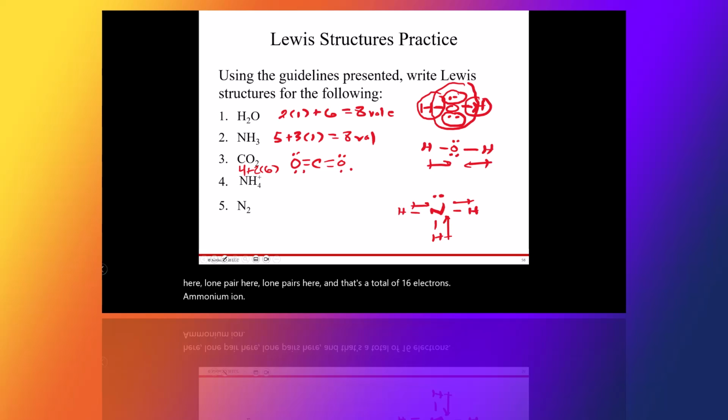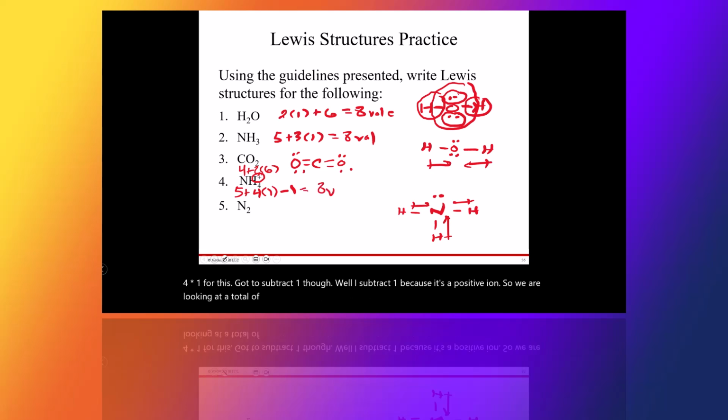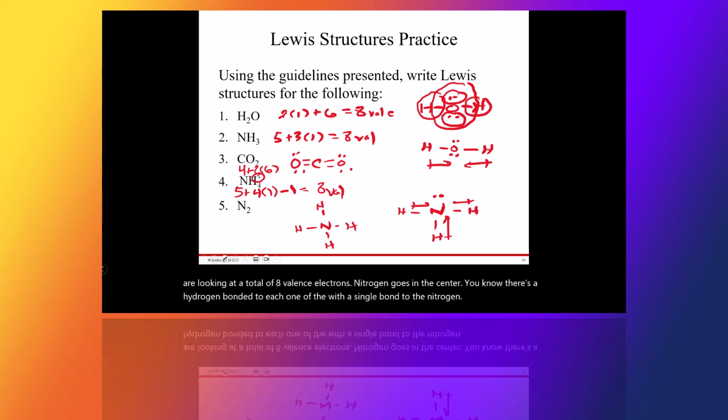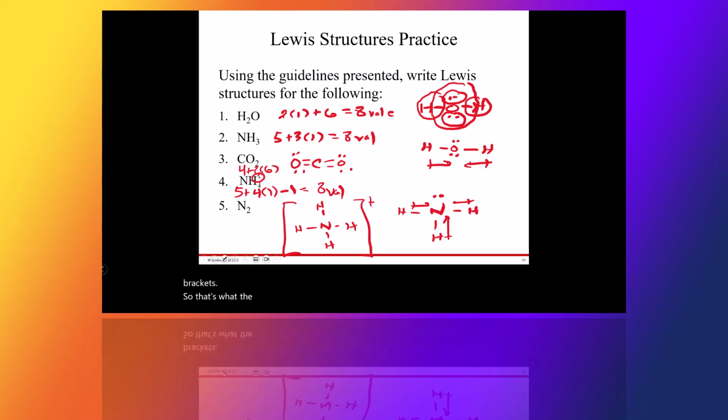you got 5 for this, 4 times 1 for this. Got to subtract 1 though. Why subtract 1? Because it's a positive ion. So we are looking at a total of 8 valence electrons. Nitrogen goes in the center. You know there's a hydrogen bonded to each one with a single bond to the nitrogen. And then because it's an ion, you should put it in brackets and the charge outside the brackets. So that's what the ammonium ion looks like.